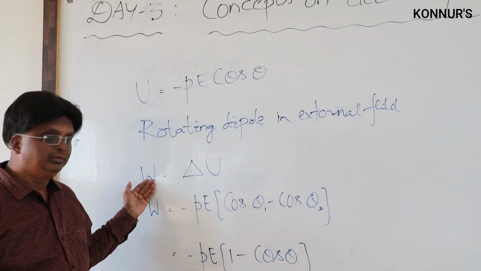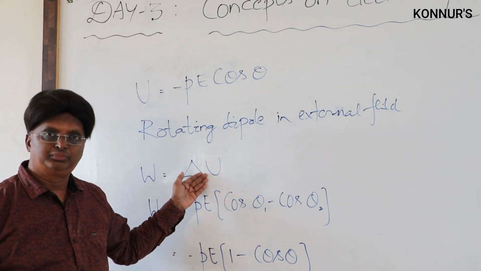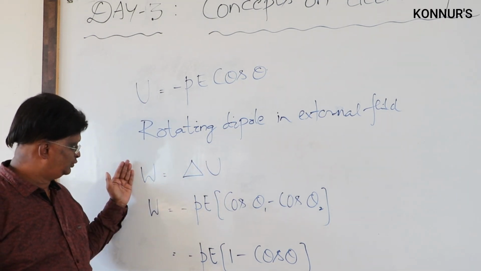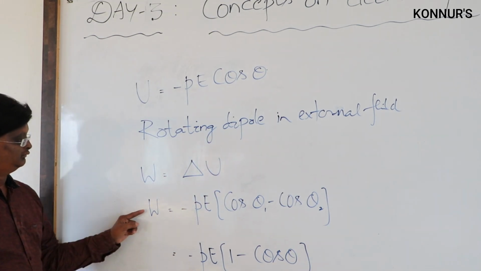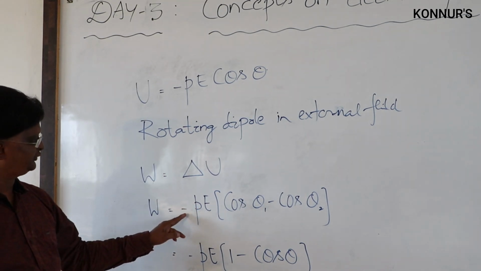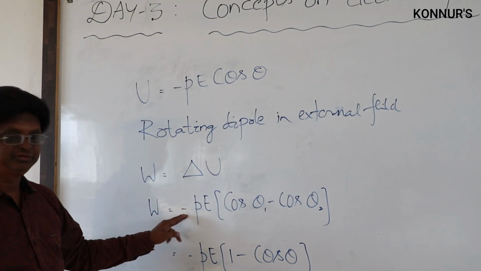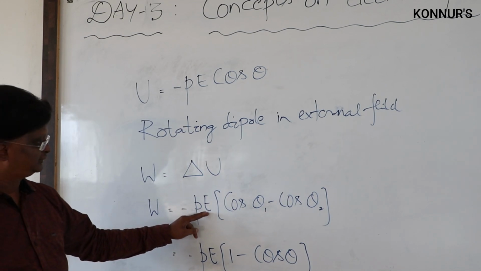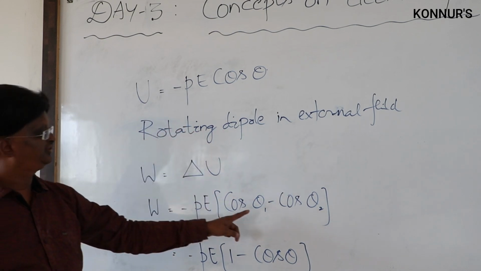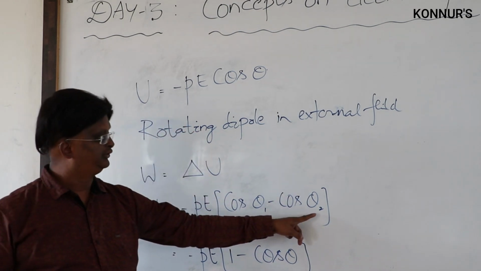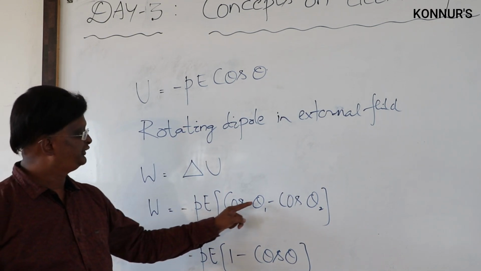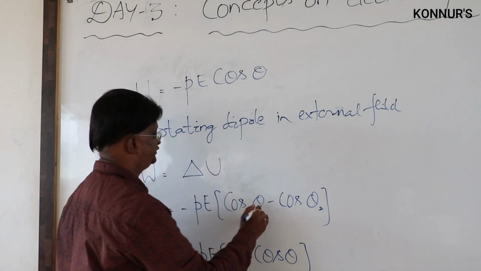So work is done. That work will be stored as potential energy. Now the change in potential energy is nothing but work. So here I am writing work done for the rotation of dipole as negative of, again this negative term shows that it is against torque. So negative P times, supposing I have rotated this dipole from initial angle theta 1 to final angle theta 2. In that case, this work done is minus PE times cos theta 1 minus cos theta 2.